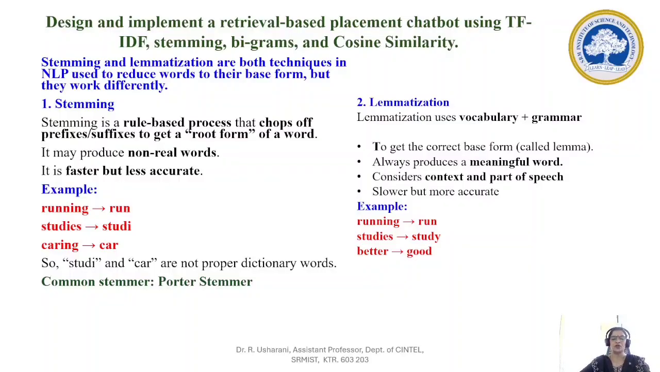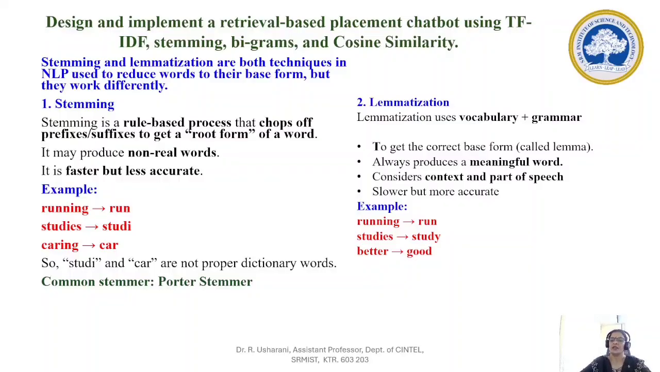Even though, stemming is possible for a small database with questions and answers, therefore we are going to implement this stemming. A common stemmer, the Porter stemmer, we are going to implement. On the other hand, we can use lemmatization also. It uses vocabulary plus grammar to get the correct base form called the lemma. So it always produces a meaningful word. It considers context and part of speech. It's slower but more accurate.